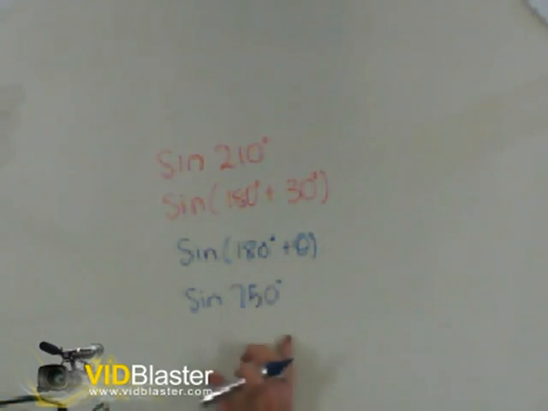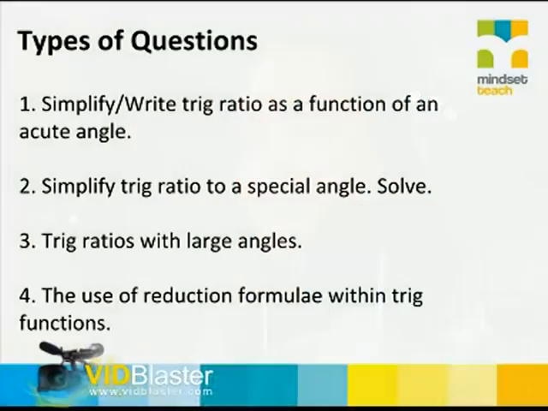And so it's very important to get learners to understand that if you have a very big angle, you can easily whittle it away into an acute angle that you can work with. So that's point number 3 over there. Okay, and point number 4, the use of reduction formulae within the trig functions.